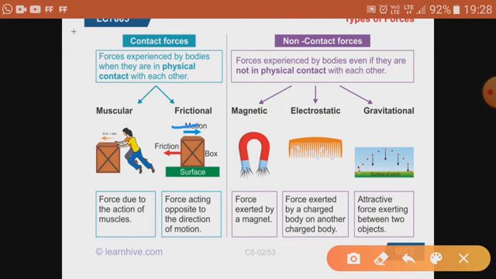For example, this box is moving in this direction. Somebody is pushing this box and this box is moving in this direction. But the surface has some irregularities, or it is a rough surface, and this rough surface is trying to stop the motion of the box. That hindrance, that rough surface, is providing the friction. So that is called the frictional force.